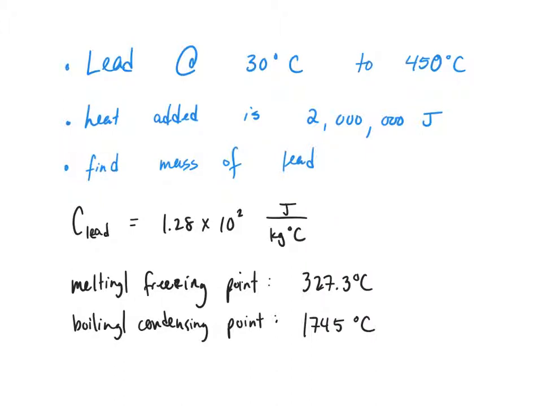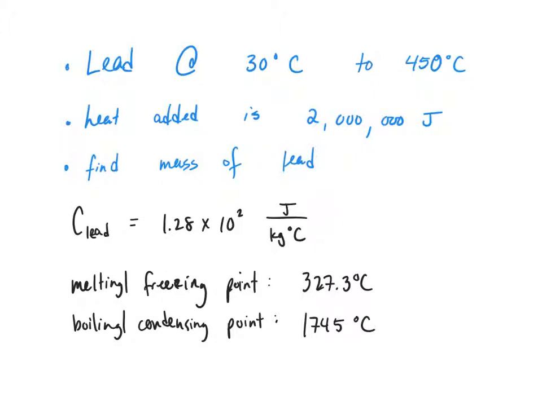It's a solid when it's at 30 because it's below the freezing point. It's a liquid when it's at 450 because 450 is above the freezing point or the melting point. So if I go from 30 to 450, which of these do I pass is the question. I pass 327, right? Yeah, but I don't understand how that is the melting and the freezing point? Because think about it.